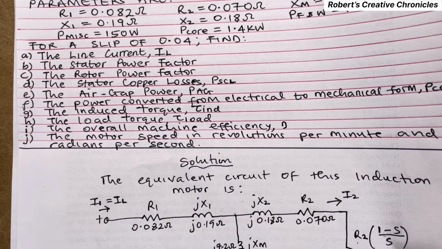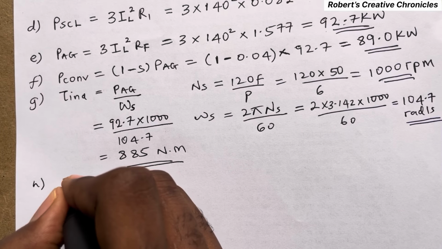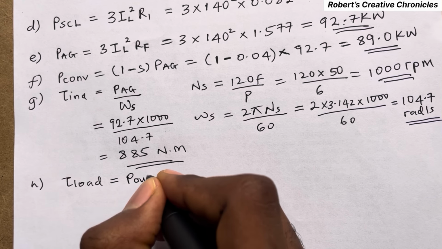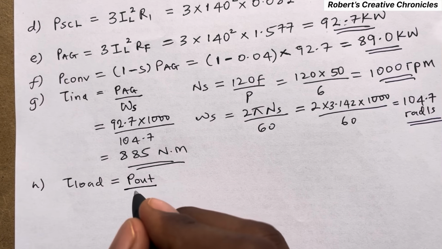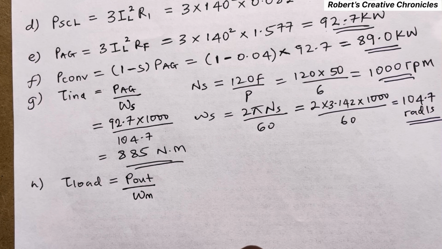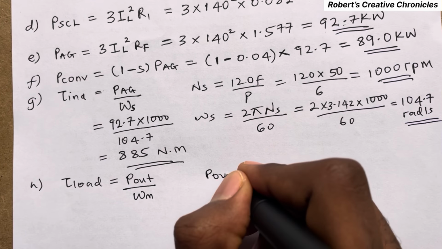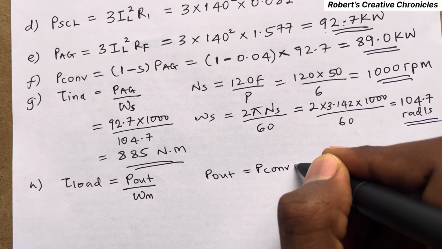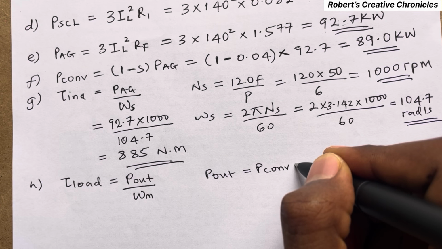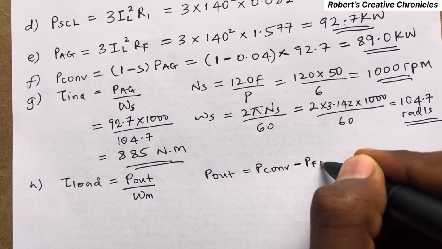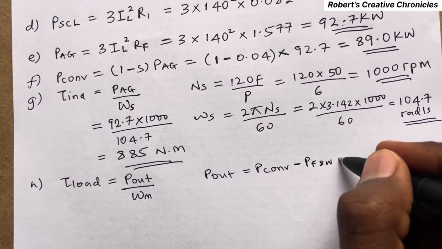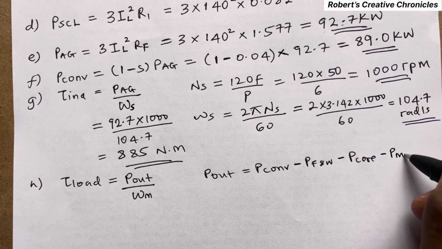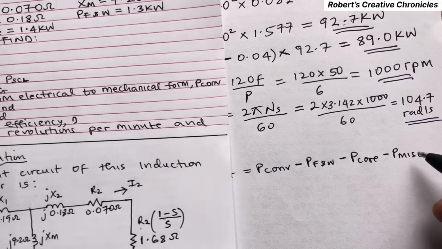Then the next one, H, is the road torque. The formula for the road torque is given by the output power over Wm. So the output power is equal to what? The converted power minus the friction and windage losses, minus the core losses, minus the miscellaneous losses, which are here.